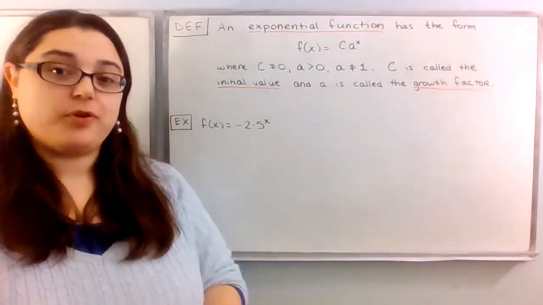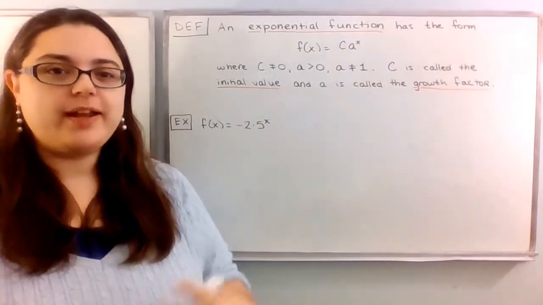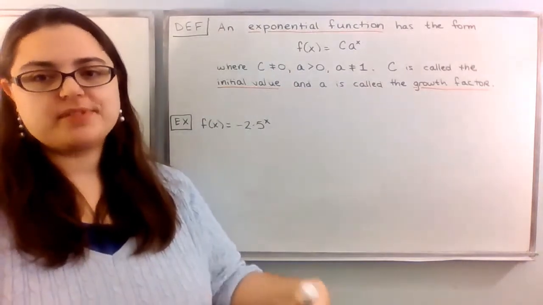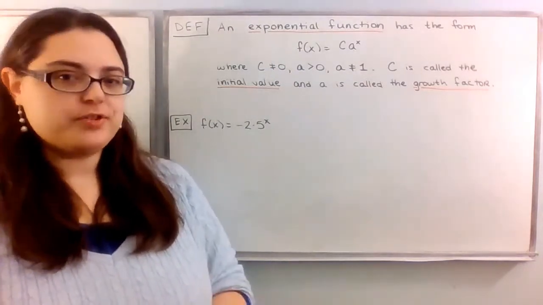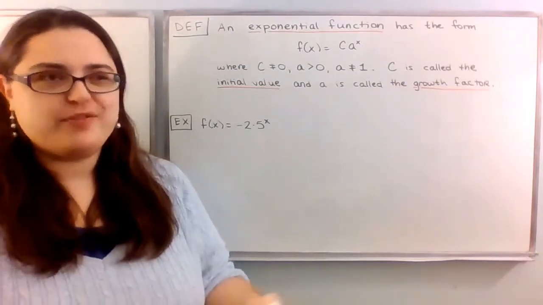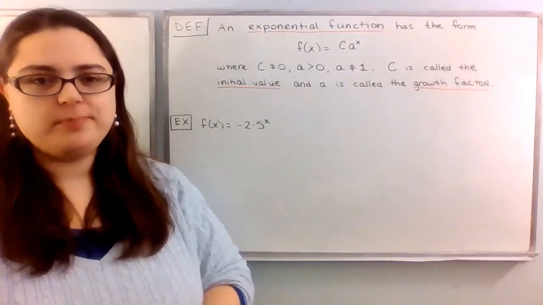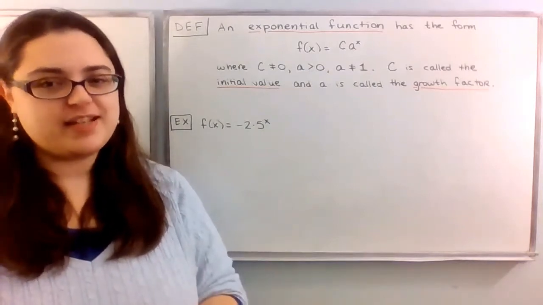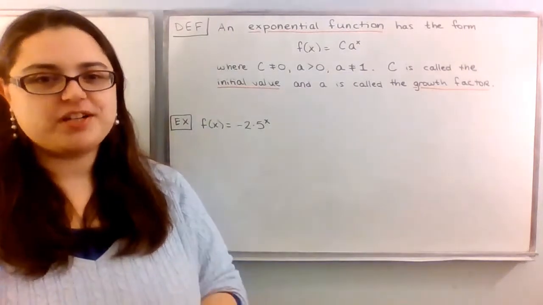Here's our definition for an exponential function. An exponential function is a function that has the form c times a to the x. When we're using these variables, c is non-zero, because otherwise we would just have f of x equals 0, which is a constant function. We want a to be greater than 0 so that we can apply all those nice exponent properties or laws we just talked about.